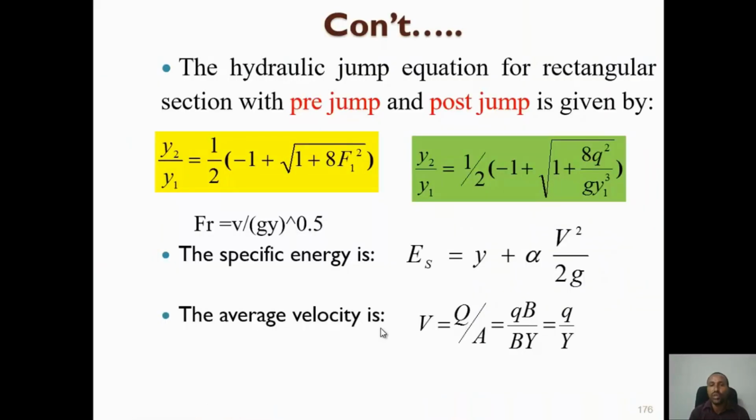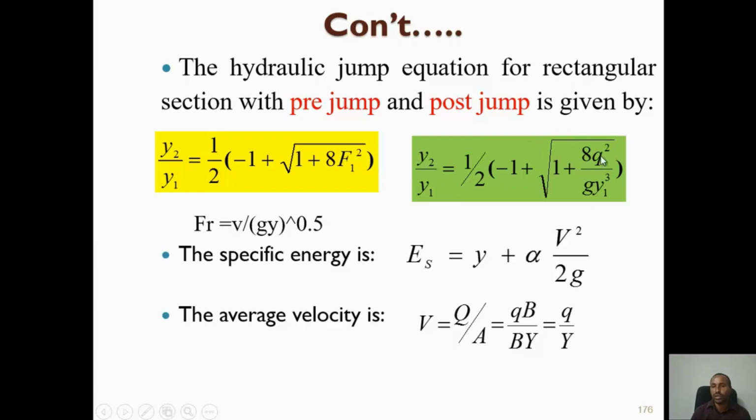Okay, so the hydraulic jump equation for a rectangular section with pre-jump and post-jump. So you might have learned in Hydraulics 2 these equations, I think, for open channel. So this is just the sequent depths just after the jump. This is pre-jump. So y2 over y1 equals half of -1 plus square root of 1 plus 8 F1 squared. So this is the Froude number in the upstream portion. So you can apply it for the rectangular portion of a spillway structure and energy dissipator. You can use this equation again.